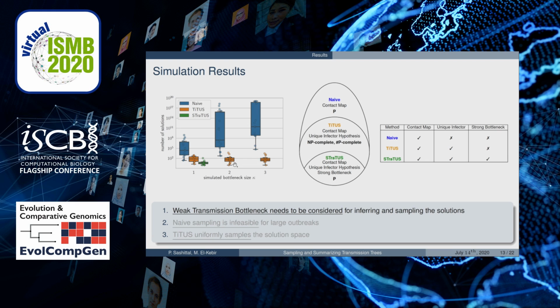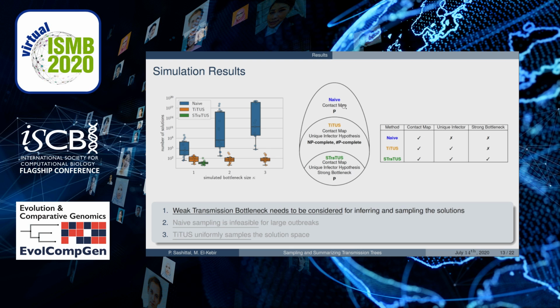And the first observation we make is that when the simulation has a weak transmission bottleneck, Stratus fails to give any solutions for the problem instances, which means that a weak transmission bottleneck needs to be considered for inferring and sampling the solutions. Further, if we relax the unique infector hypothesis from our problem, we get another solution set, which is the naive solution set.